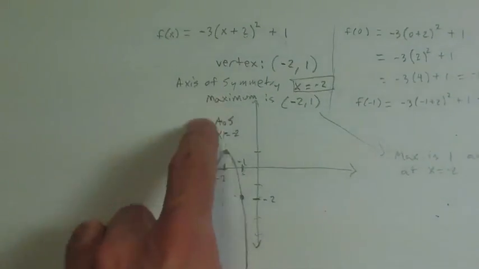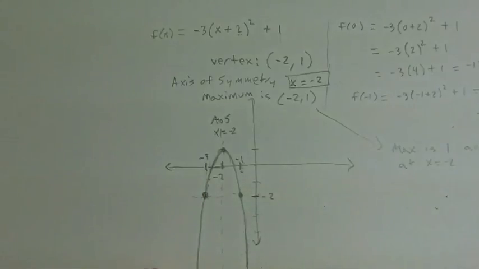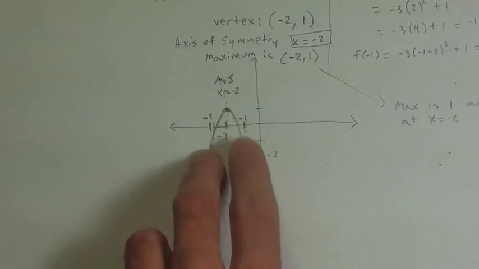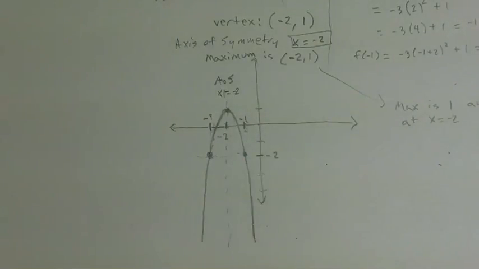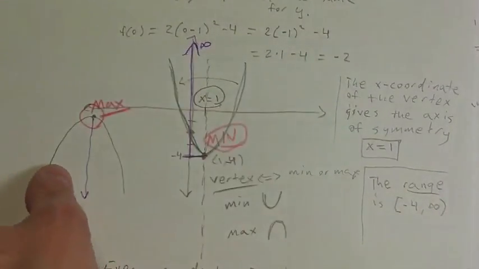Okay, so we get a lot of information just from the vertex, but also finding that second point told me not only where these other 2 points were, but also that the parabola was opening downwards. Now, what was the difference between the last example we looked at? The last example, we were opening upwards. In this example, we're opening downwards.